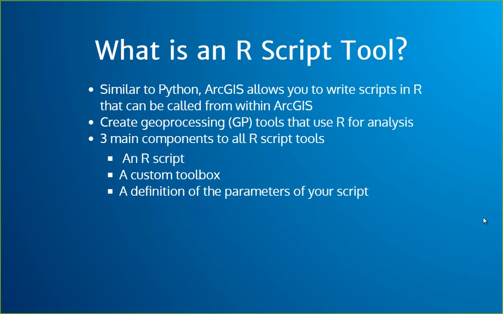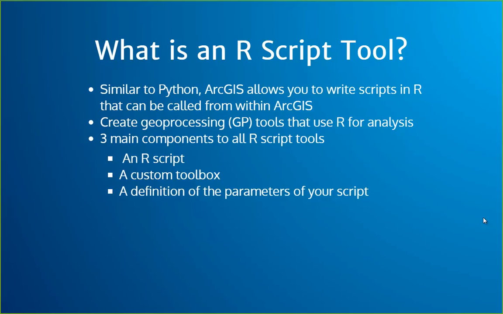If you've ever worked with Python script tools, then you'll be very familiar with this process. But essentially, similar to Python, ArcGIS allows you to write scripts in R that can be called directly from within ArcGIS. You can create a GP tool that uses R for analysis, and then later on we're going to cover how you can streamline these things together. You can work with Python, R, and native ArcGIS GP tools in a model and reproduce some pretty complex workflows, so it's very useful.